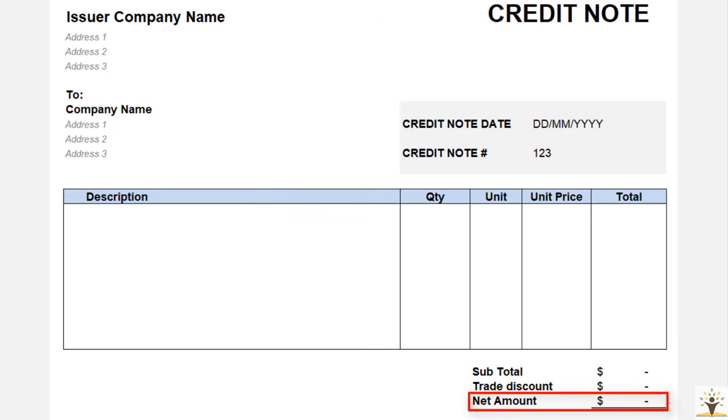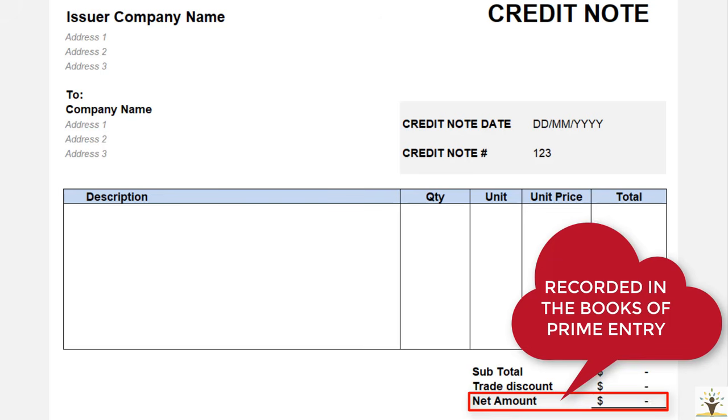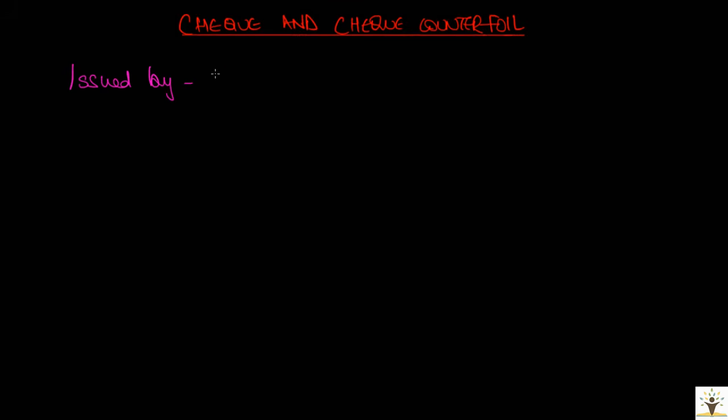When the entries will be recorded in the sales returns journal and the purchase returns journal, the amount net of trade discount shall be recorded. The next document is the cheque. A cheque is issued by the payer to the payee.